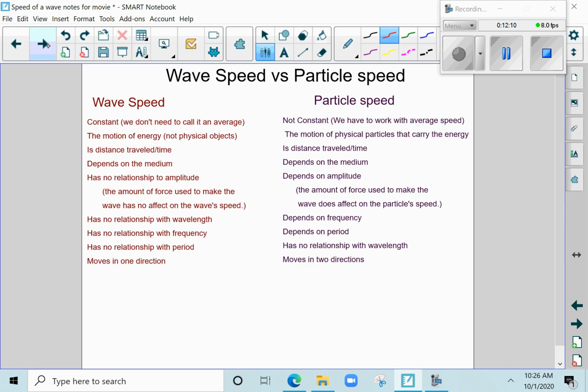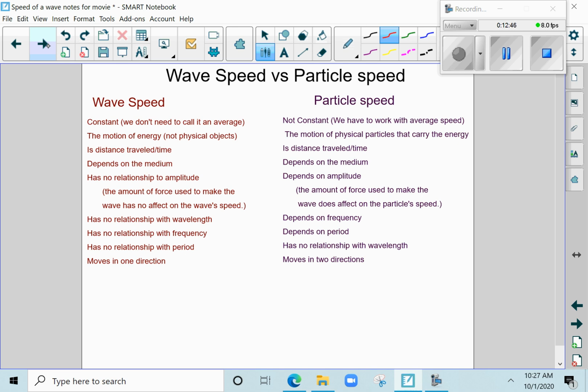If I take a look at the speed properties of a wave versus a particle, I can see that they are very different from one another. Wave speed is a constant, so we never really call it an average, even though it is always an average. It's nothing physical, it's only the motion of energy. It is distance over time, and it depends on the medium. Sound waves travel faster in water than they do air. Sound waves travel faster in ground or solids than they do liquids. That's because the molecules are able to vibrate much more rigidly in a solid than they do in a gas.